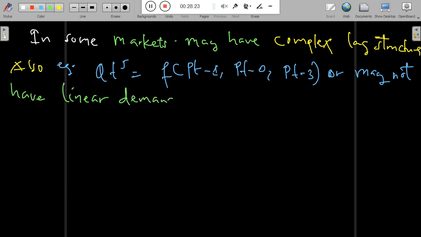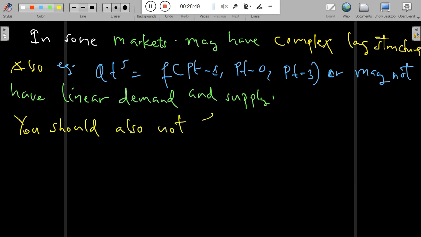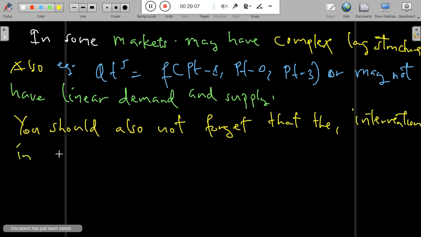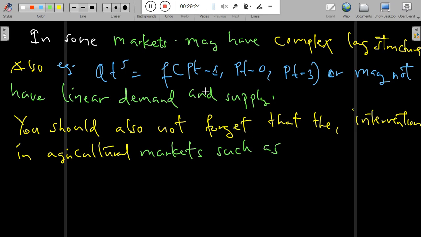But also something that we should not forget is that intervention in agricultural markets, such as the EU Common Agricultural Policy, usually means that the price is not competitively determined, and hence the COBWEB assumptions do not apply.